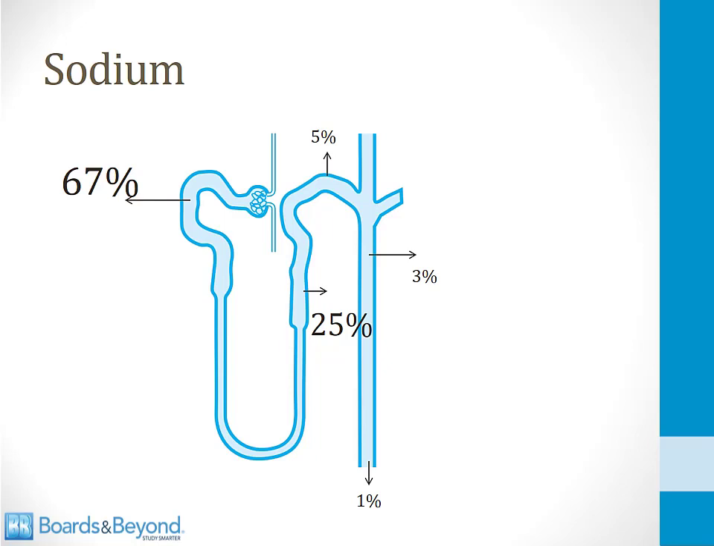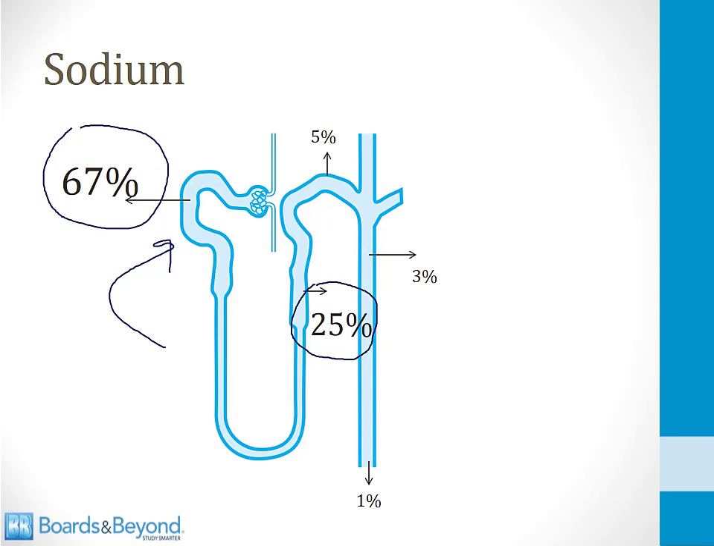So 2/3 of sodium is reabsorbed by the proximal tubule. Remember that the proximal tubule is the workhorse of the nephron. It reabsorbs most of all the solutes that are important in the body. You then reabsorb about 1/4 of the sodium in the thick ascending limb through those transporters we talked about, and the rest is reabsorbed in other portions of the nephron.